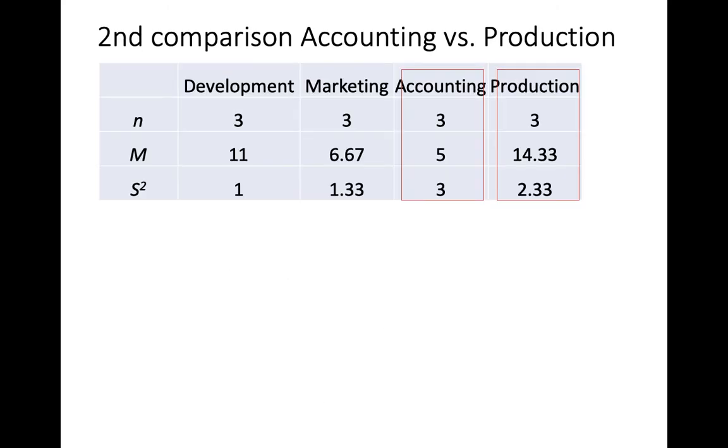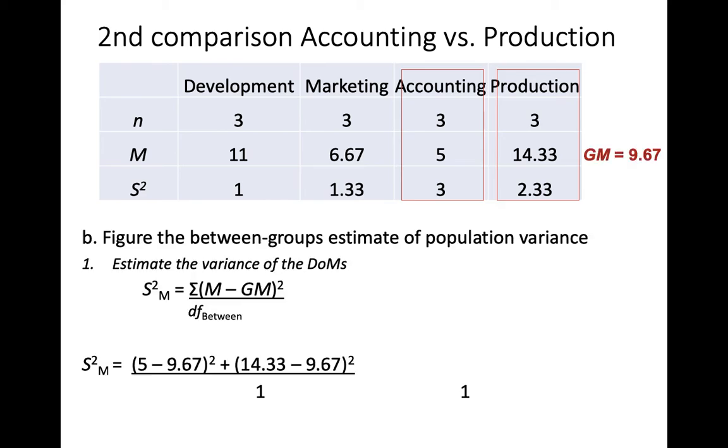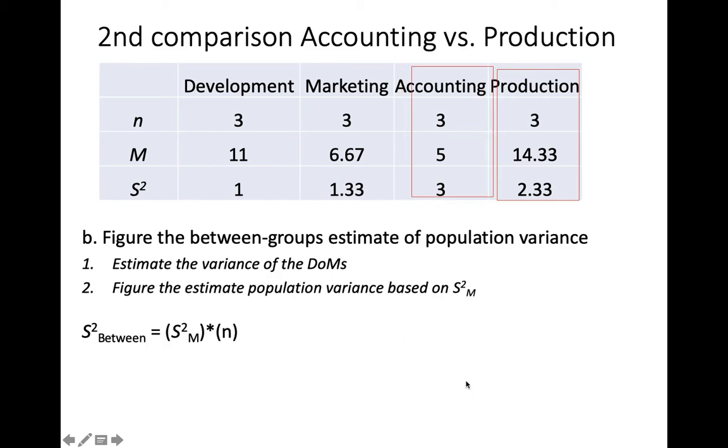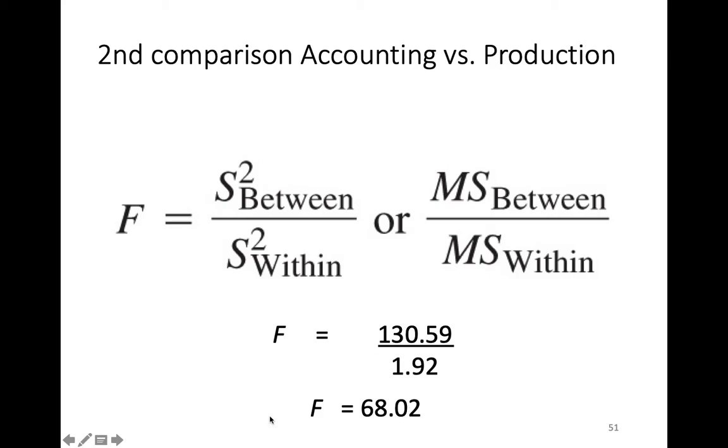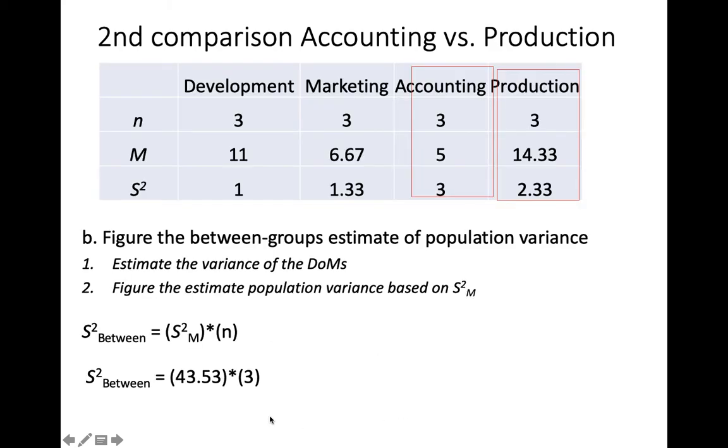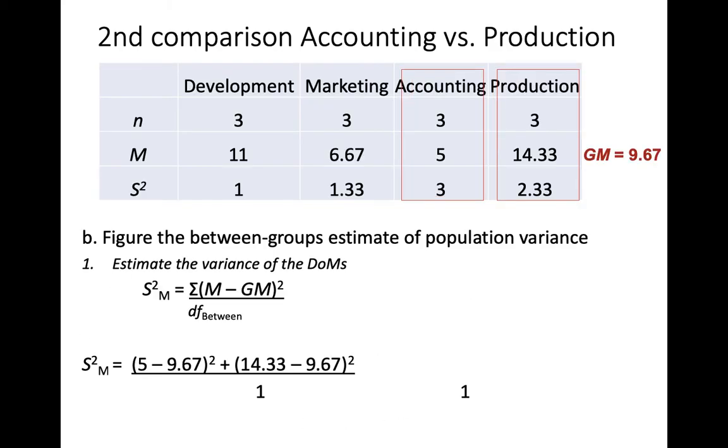Okay, so let's move on to the second one. Now we're doing accounting versus production. Exact same procedure. Figure out the grand mean, calculate the variance of the distribution of means. Once we've got that, working backwards, getting the estimate of population variance, and then plugging in to get an F. So I went through that kind of fast, but here it is again.